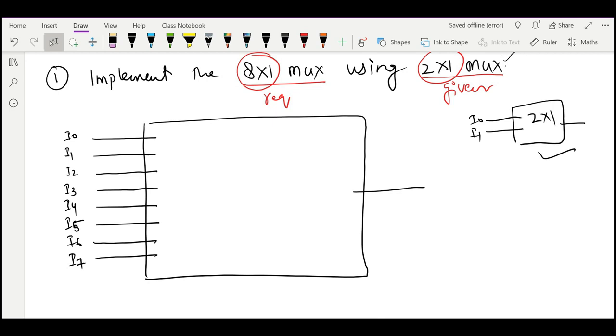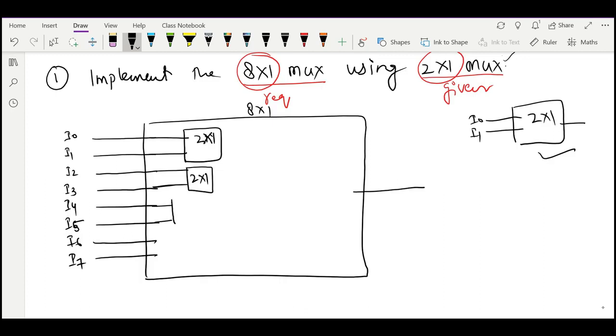So how to do it? Let's see. Now what we will do is combine these lines into 2 into 1 multiplexers. Assume this is one 2 into 1 multiplexer, and we give I0 and I1 to this multiplexer. I2, I3 is given to another 2 into 1 multiplexer. I4, I5 is given to another multiplexer, and I6, I7 is given to another multiplexer.